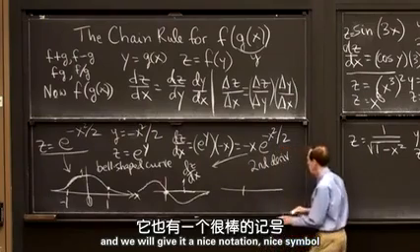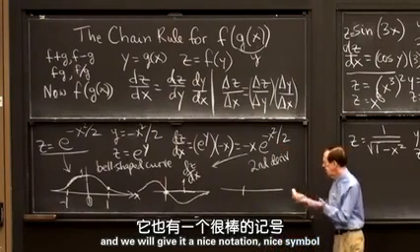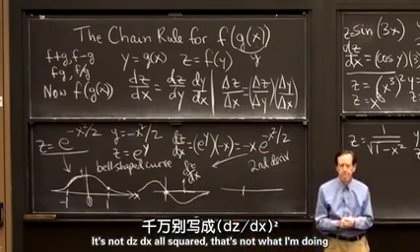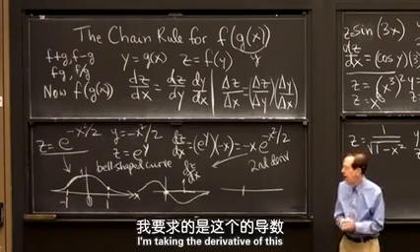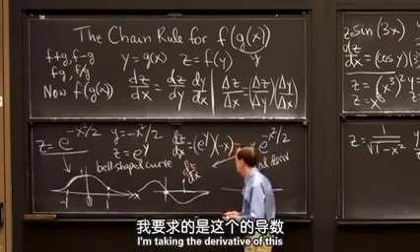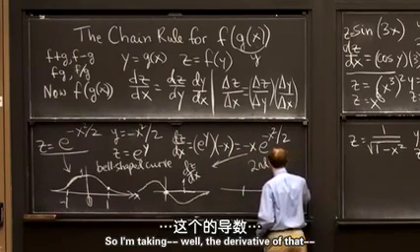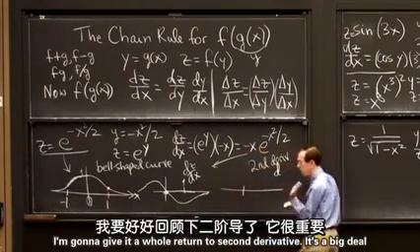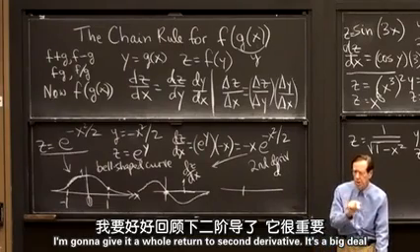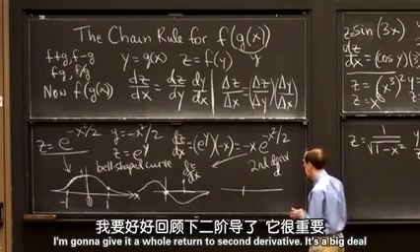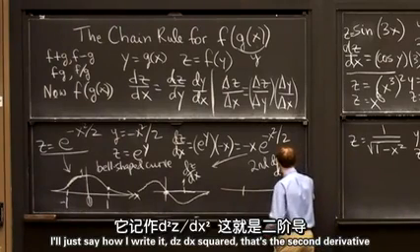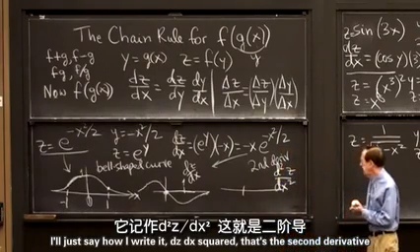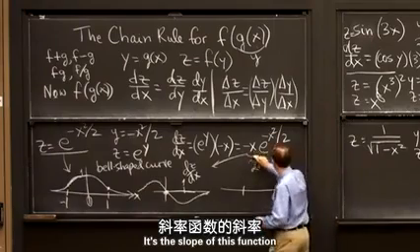And we'll give it a nice notation, nice symbol. It's not dz dx all squared. That's not what I'm doing. I'm taking the derivative of this. So I'm taking the derivative of that, and I'm going to give it a whole return to the second derivative. It's a big deal. I'll just say how I write it: d squared z dx squared. That's the second derivative. It's the slope of this function.